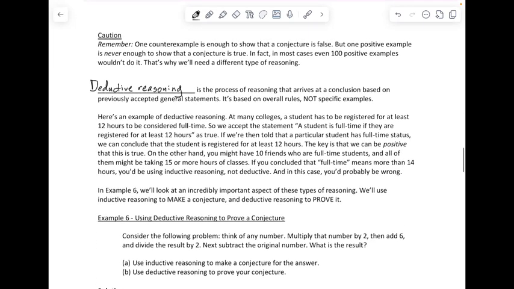All right, so consider the following problem. Think of any number, multiply that number by 2, and then add 6 and divide the result by 2. Next, subtract the original number. What is the result? We'll start off by using inductive reasoning to make a conjecture for the answer, and then we'll use deductive reasoning to prove the conjecture.